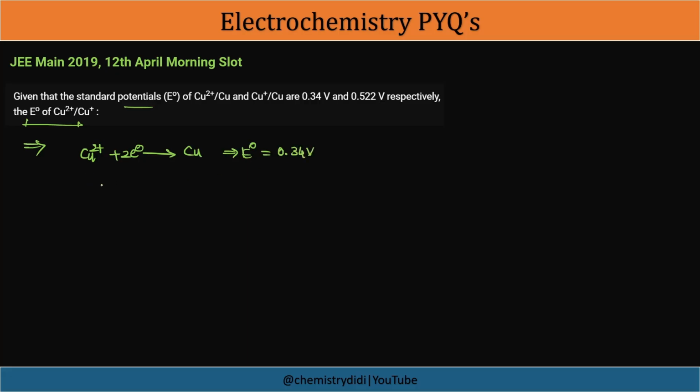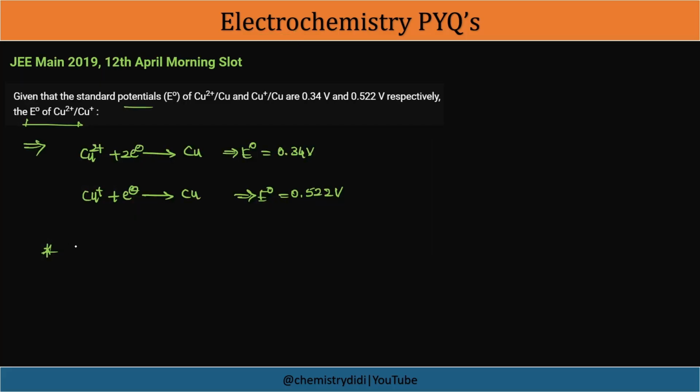In the next reaction, Cu+ by gaining one electron is getting converted to copper, and its E naught value is 0.522 volt. One of the common, silly mistakes you people will definitely make, I'll tell you where you can make it. I have already explained it in the last video while discussing this particular question.